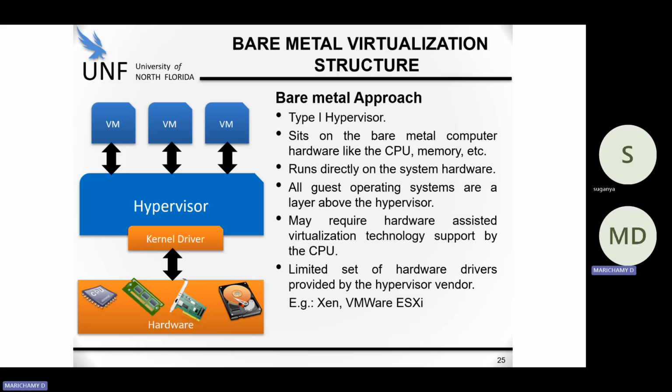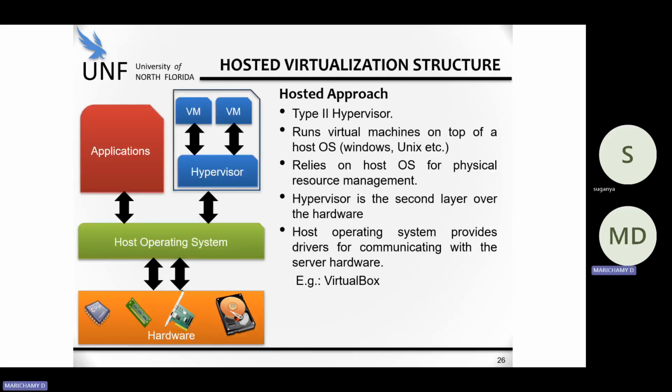And the type 2 is the hosted approach. The hypervisor runs on the existing OS, easier setup. It has a lower performance compared with the type 1 hypervisor. The examples of type 2 hypervisors are VirtualBox and VMware Workstation. That all comes under type 2 hypervisors. The hosted virtualization structure is like building a house inside another building, easier setup but less efficient.